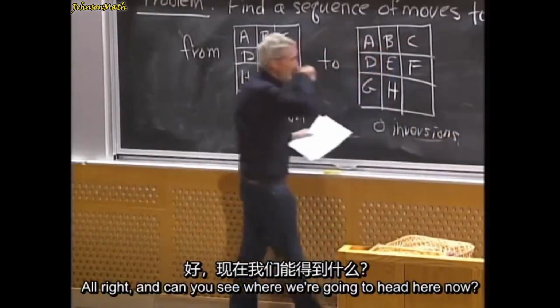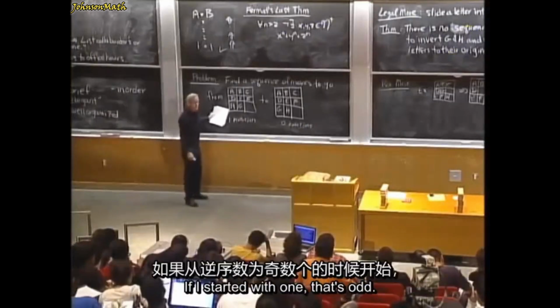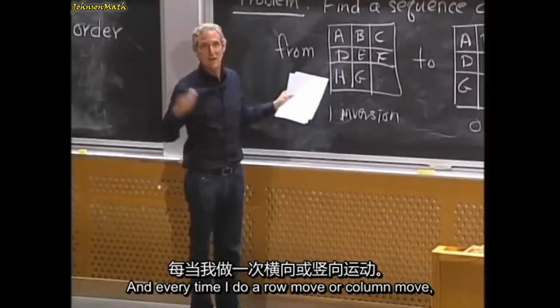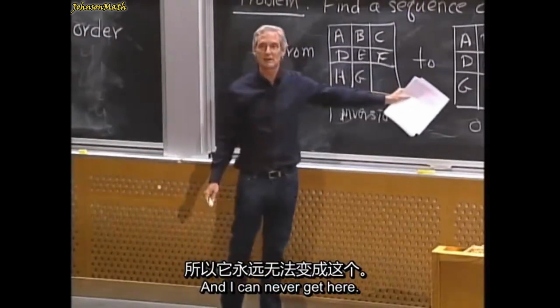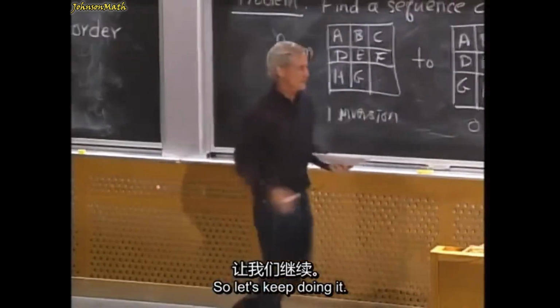All right. And can you see where we're going to head here now? If I started with 1, that's odd. And every time I do a row move or column move, it's going to stay odd. And I can never get here. Is that clear, what we're trying to do? So let's keep doing it.